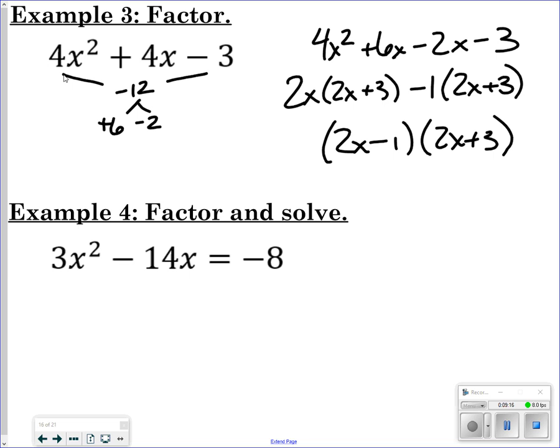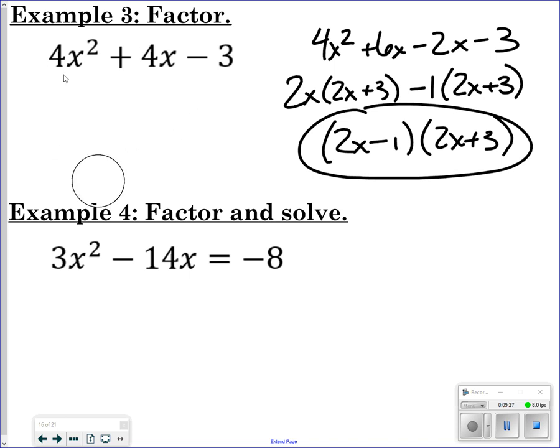Now, I'm going to do this exact same question. So I'm going to erase this. I'm going to erase everything except I'm just going to keep that. So that's the answer. I'm going to do this now with guess and check. So let's go back. I'm going to erase that, and I'm going to do it with guess and check. So I want to guess two things that will multiply to be 4. So two things that will multiply to be 4x squared would be 2x and 2x.